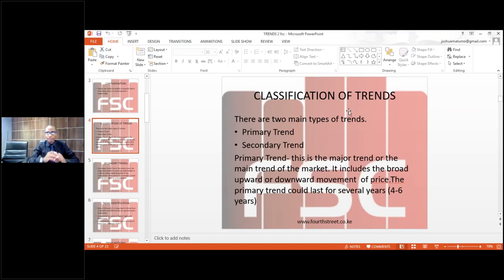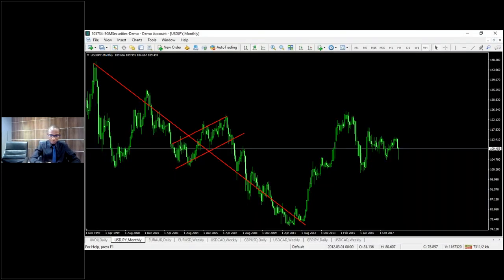And therefore, now that we've covered, before we move on to how to identify trends, an important element, and that is how to tell the difference between a primary and a secondary trend, I want to move to the MT4, where I'm going to be sharing with you this classification of the main trend and, of course, a minor trend. And kindly move with me to MT4, that is the EGM Securities MT4.